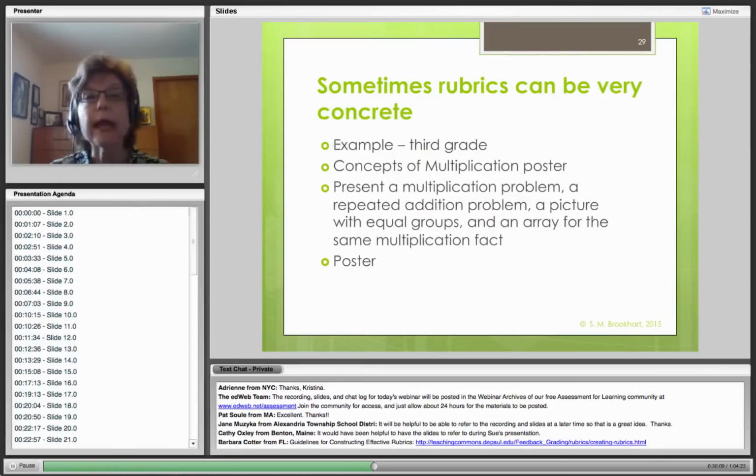Now, sometimes rubrics can be very concrete. This is an example of a third grade class learning that multiplication problems can be described many different ways. It's another poster. For some reason, posters make great examples to show because you can put them on a slide. It's not that I'm particularly partial to posters.